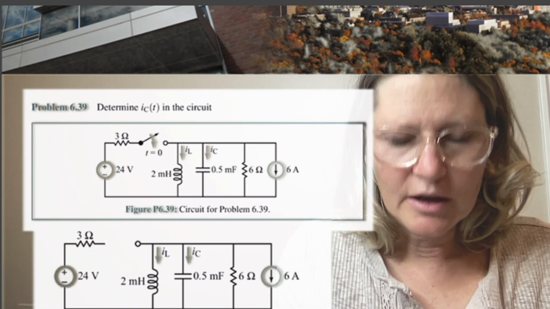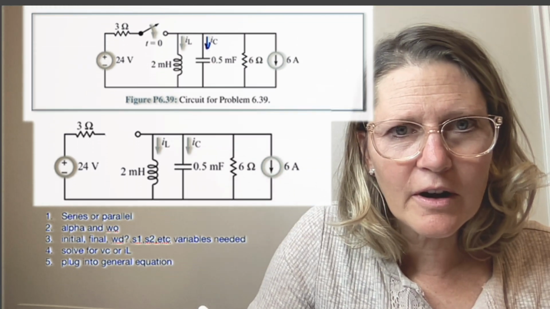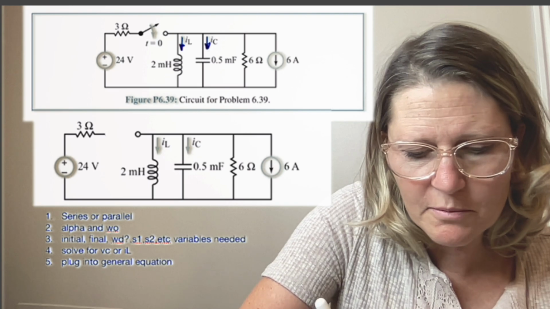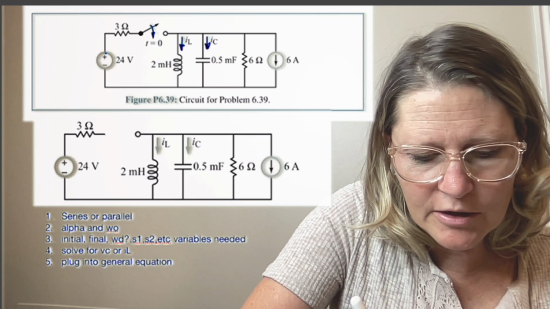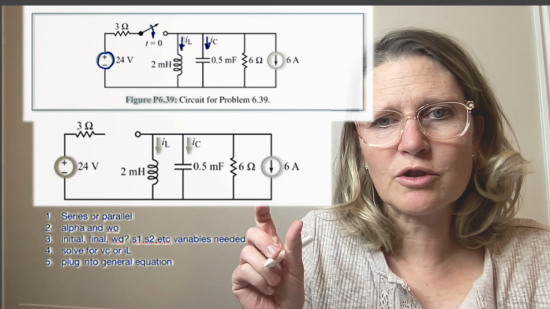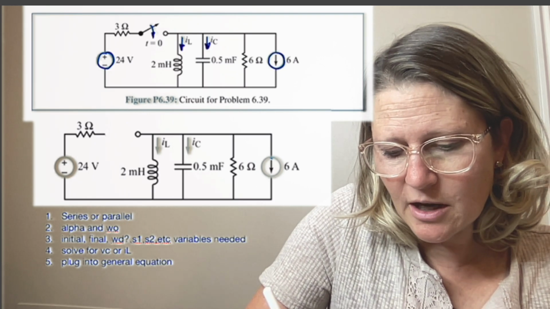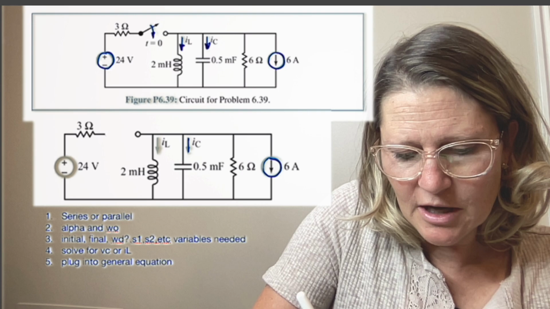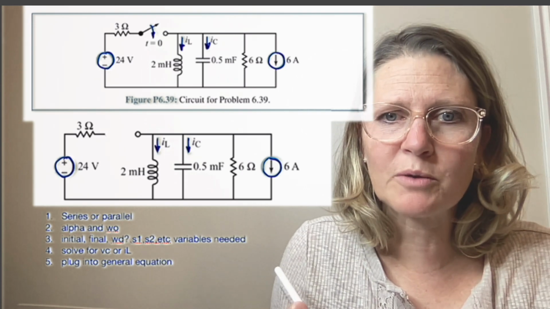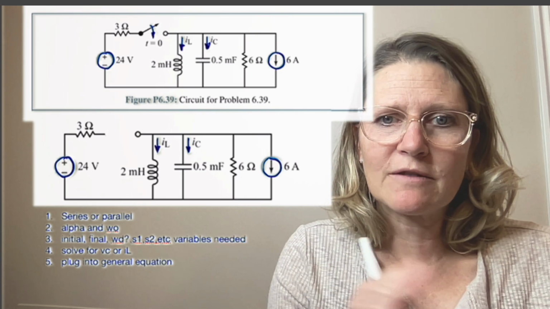So we're going to start with this circuit here, and in this we want to determine iC(t) in the circuit. The first step is to determine if it's in series or parallel form. Then from there, you need to determine alpha and omega naught. Once you determine that, you compare the two to determine: am I critically damped, underdamped, or overdamped? Then you have a general form solution from the table in the book, and you need to find the variables.